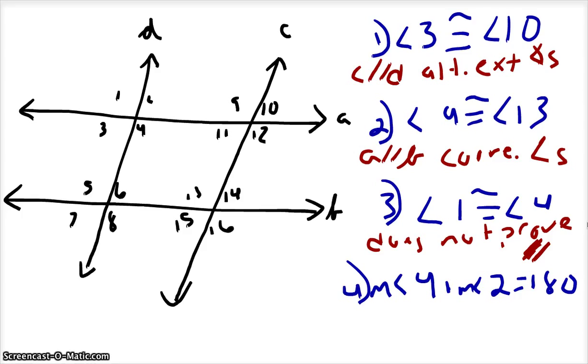Alright, the measure of angle 4 plus the measure of angle 2 equals 180. That is a true statement, but 2 and 4 are a linear pair, so that doesn't prove parallel.